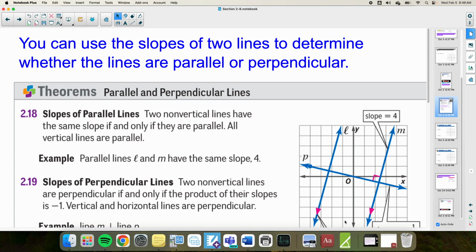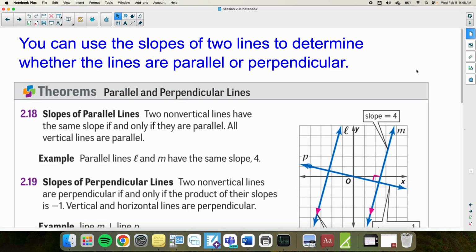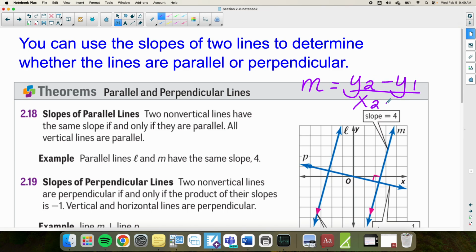All right, guys, let's get started then. Today we're gonna continue that section on slope, and it was on parallel lines and perpendicular lines. Last week, we talked about how to find slope. And slope, if you remember the formula, is y2 minus y1 over x2 minus x1. That's the slope formula.